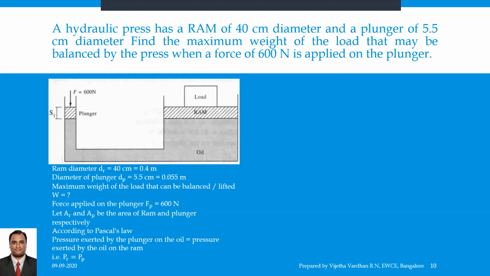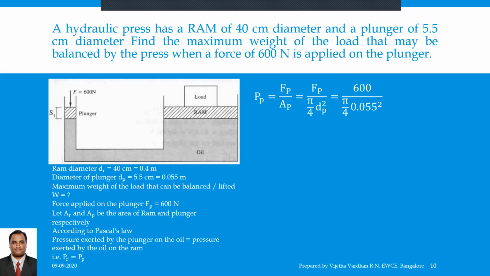According to Pascal's law, we know that the pressure exerted by the plunger on the oil must be equal to the pressure exerted by the oil on the ram. That is nothing but PR is equal to PP, where the pressure on the plunger is going to be calculated according to the mechanics of fluid. We can calculate the force applied on the plunger divided by the perpendicular area, that is the cross-sectional area of the piston or area of the plunger.